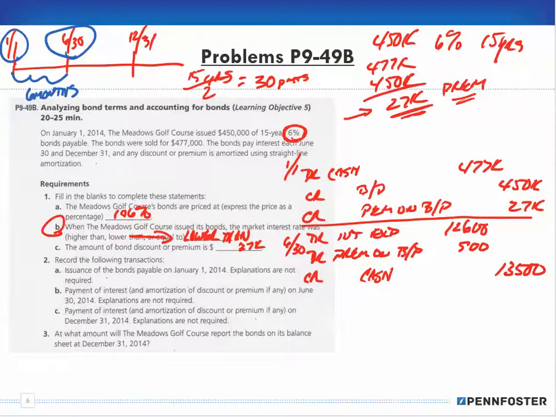Okay, so let's see here. C. Payment of interest and amortization of discount or premium on December 31st. So we're here, and again, this is an additional 6 months. And notice that, the bond being purchased on 1/1, we don't have any accrual that we have to make. Always keep that in the back of your mind.